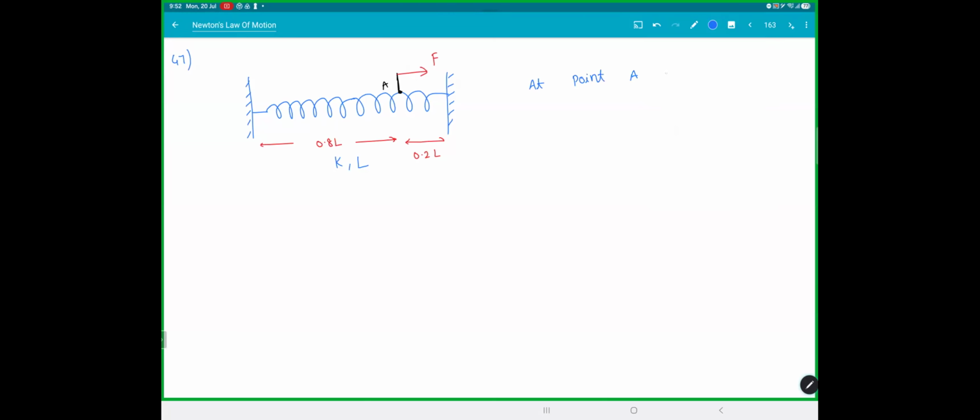So at point A on the spring, force F is applied. Find the distance moved by this point A till equilibrium. You're applying force at the middle of a spring, not exactly the middle, and you're pulling to the right side. So the spring will compress and it comes to equilibrium. So how much distance did A move?